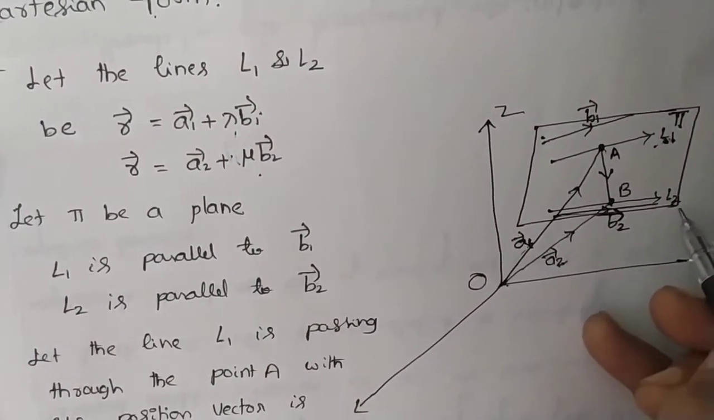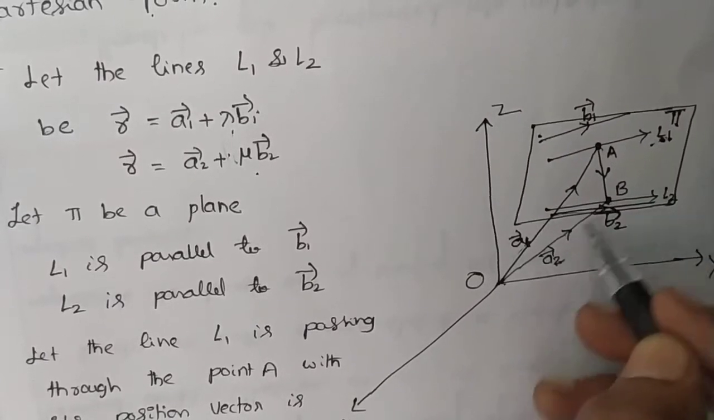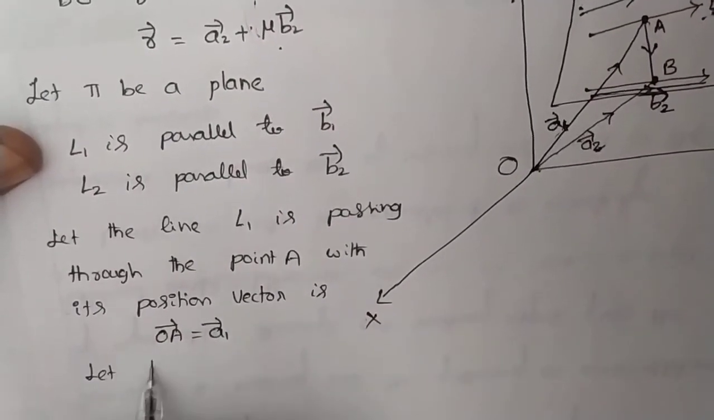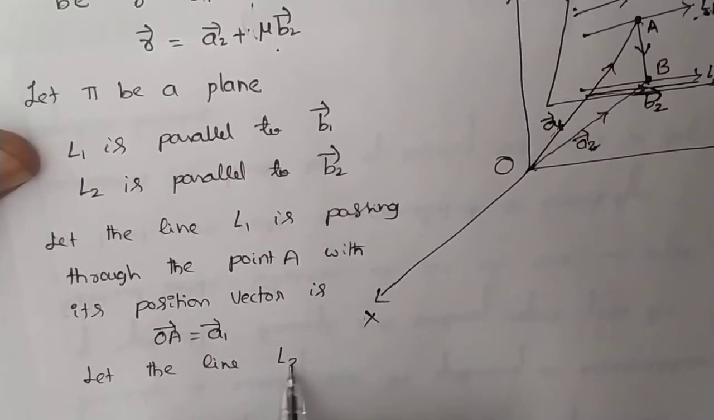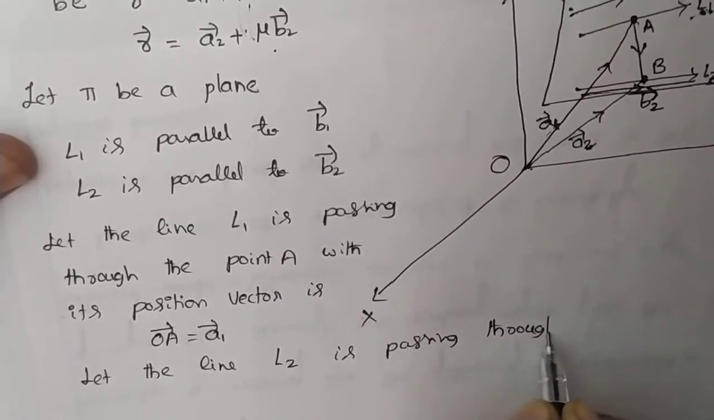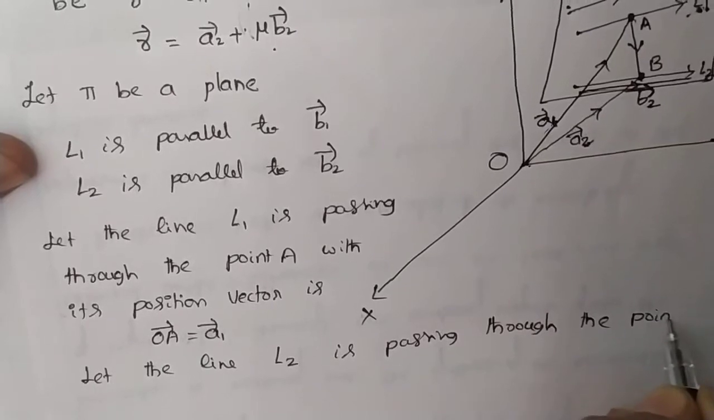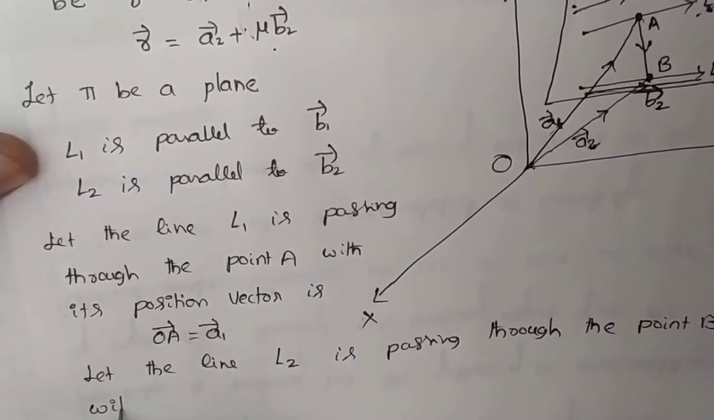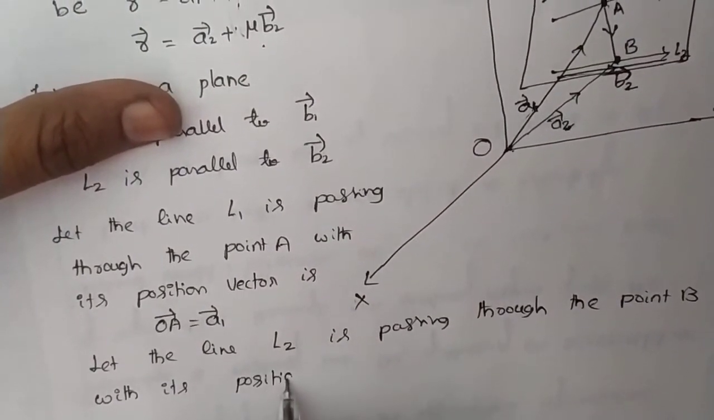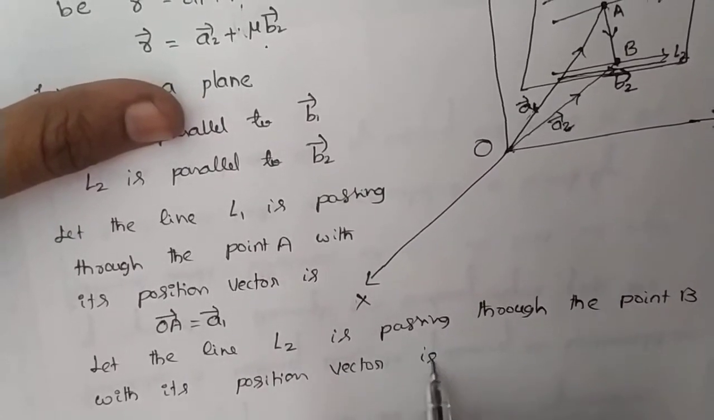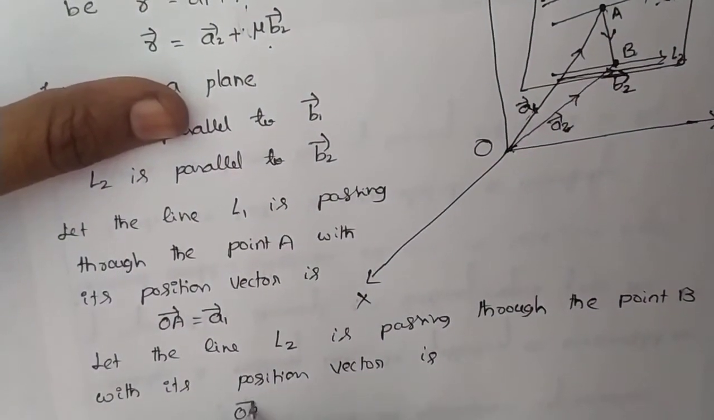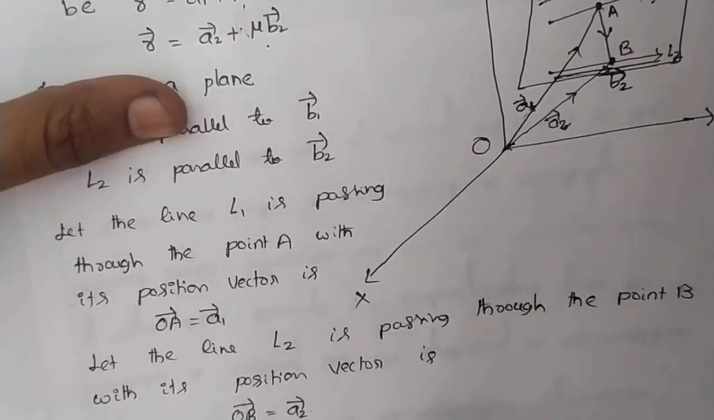Similarly, the line L2 is passing through the point B with its position vector OB, that is, the A2 vector.